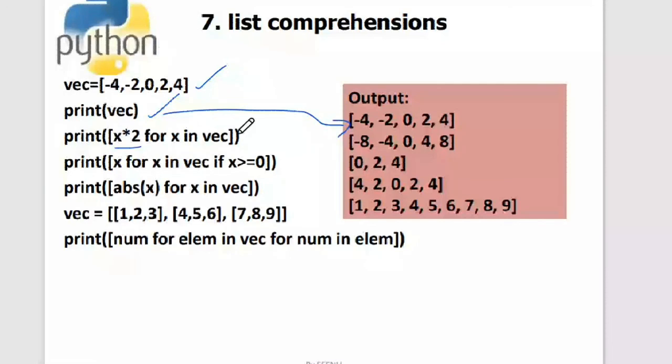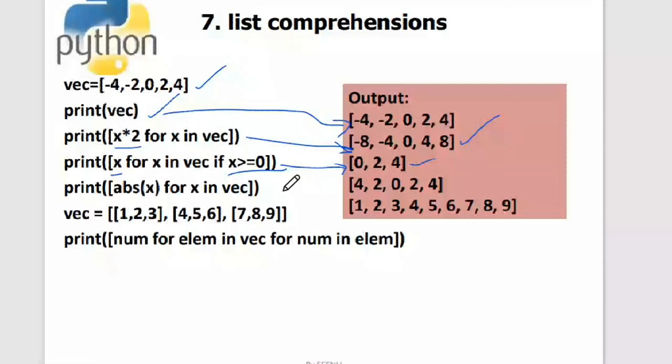In the next case, I said x for x in VEC if x is greater than or equal to 0, so all the negative things will go off. What is there in the list? I have 0, 2, 4, so 0, 2, 4 will be printed over here. And in the next case, I said absolute. The absolute value of x will take off all the negative signs. So this is the outcome of this. I can also use functions.